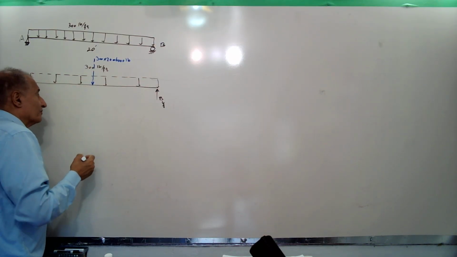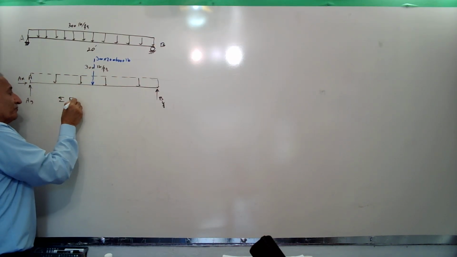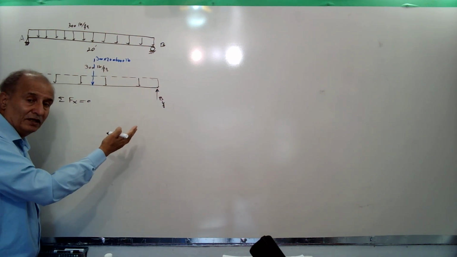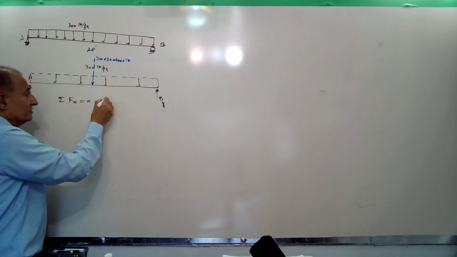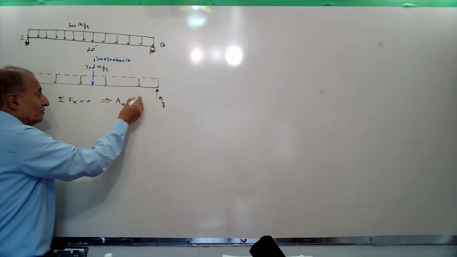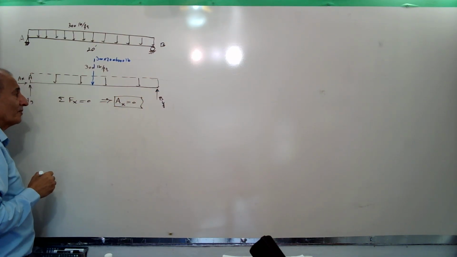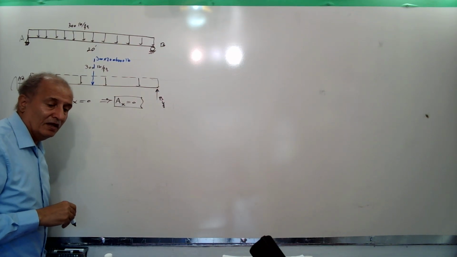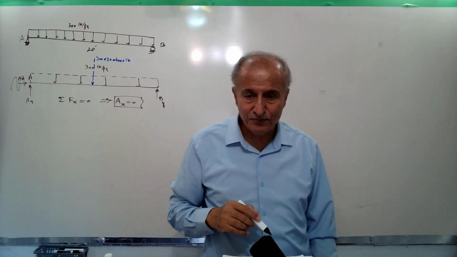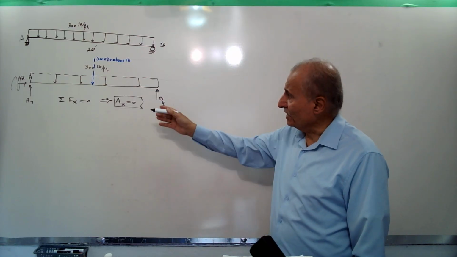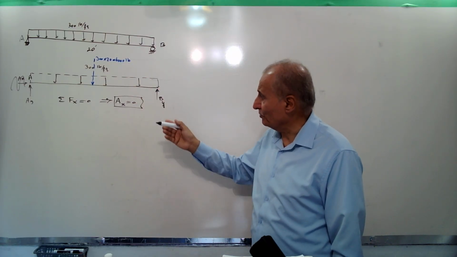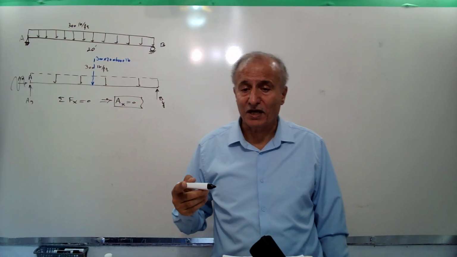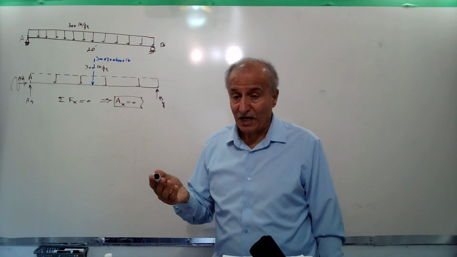Let's write the equations of equilibrium. First is sigma Fx equals 0. Because we don't have any external force in the x direction, Ax must be 0. That's the first result. We do not have Ax anymore. If we consider the summation of forces in the y direction, we have two unknowns. With one equation and two unknowns, we cannot reach an answer.